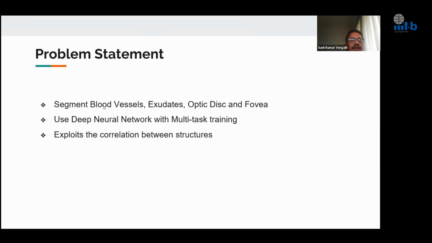So as I was telling them, in this project, mainly we are interested in segmenting out regions like blood vessels, optic disc, fovea (fovea is another term for macula), and exudates. So we use a deep neural network with multitasking for segmenting these structures. When we use multitasking, the correlation between different structures is exploited.